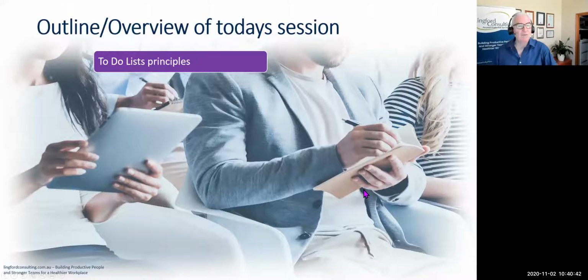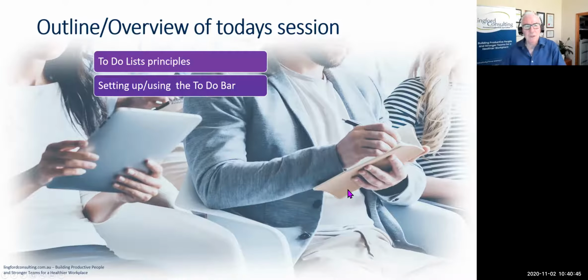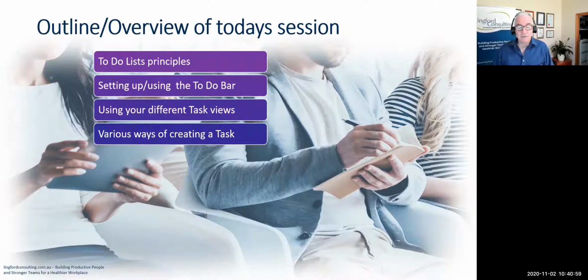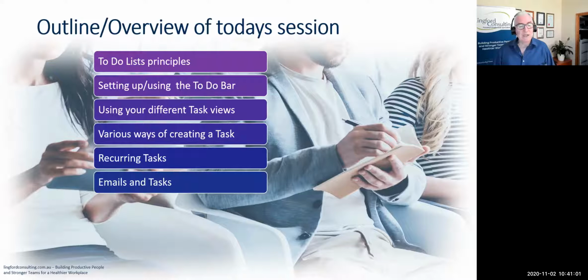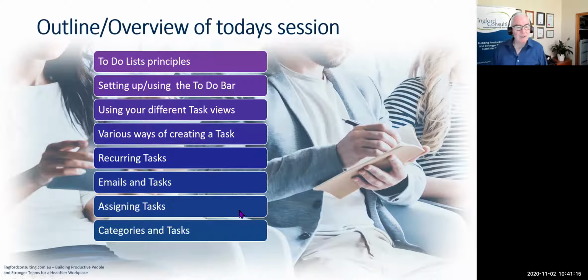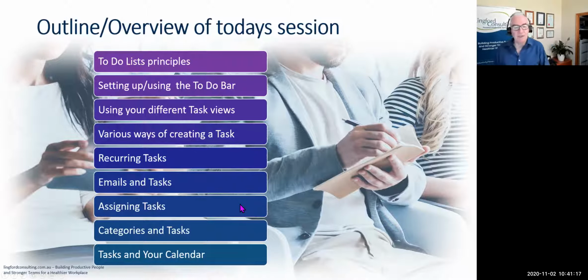So here's what we're going to cover off. Some to-do list principles, which you might find useful. Setting up your to-do bar. So this will take us a fair bit of the session, I think, just using the to-do bar in Outlook and the task bar, but I'm going to focus on the to-do bar and how then you use different views, various ways of creating a task, recurring tasks, emails and tasks. That's what I was saying before. Then even assigning tasks to others. So this might be helpful in your team, Petra, not so with Margie because it only works internally, doesn't work externally, unfortunately. Categories and tasks, and then how do we then look at planning our time using our tasks.